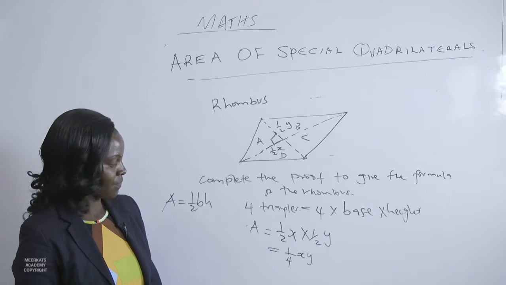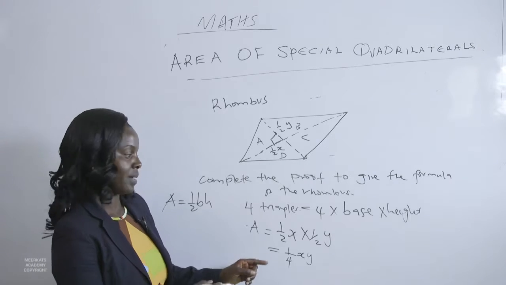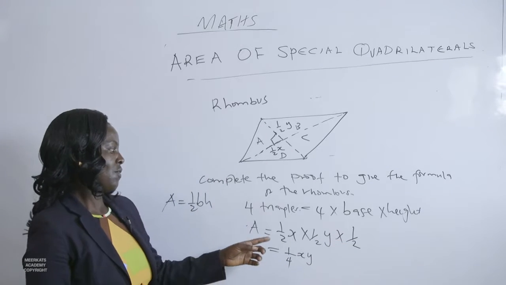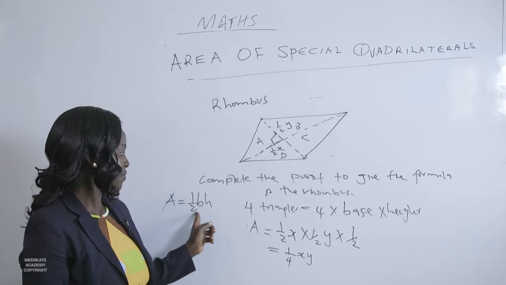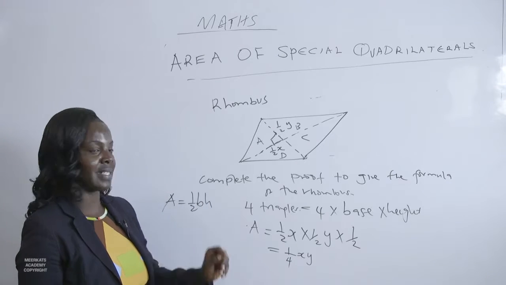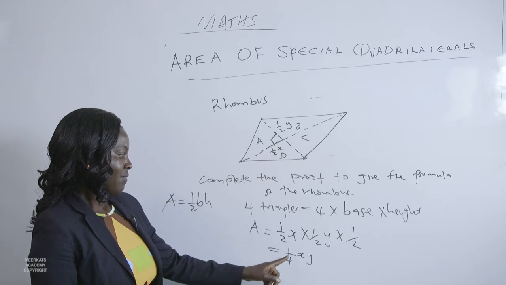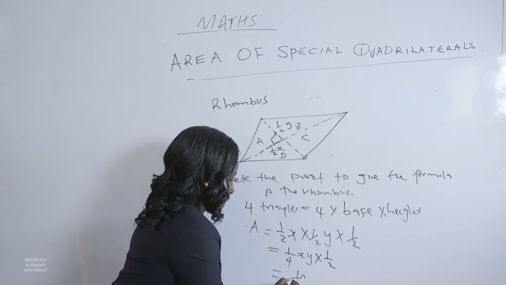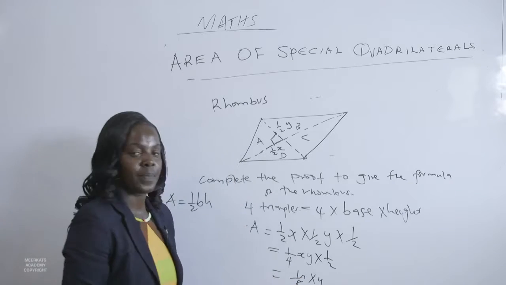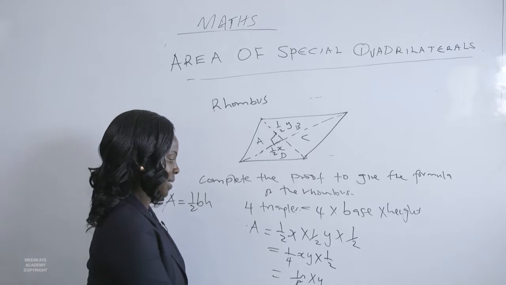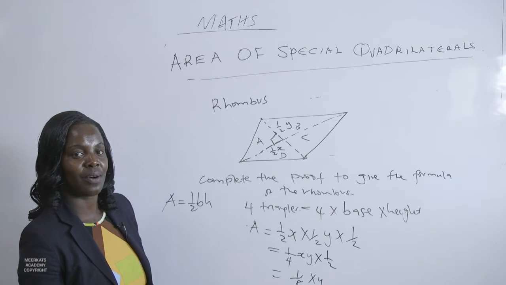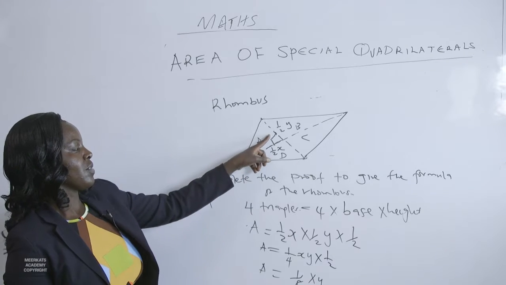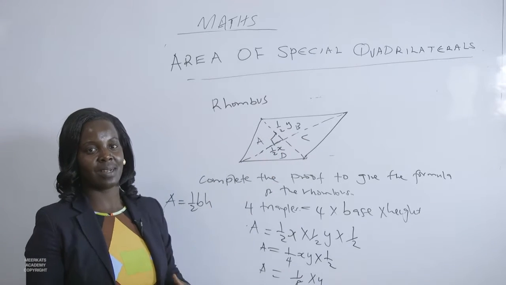What we will have, sorry, this is a half for a half. We left out the half for the half base times the height. So we will have 1/8 xy. That is the area of A.